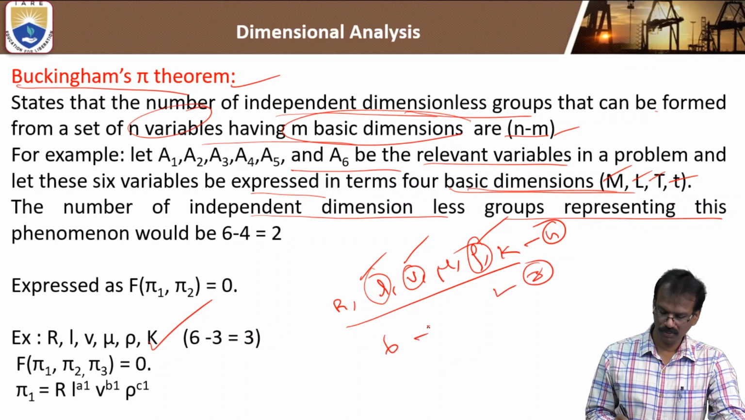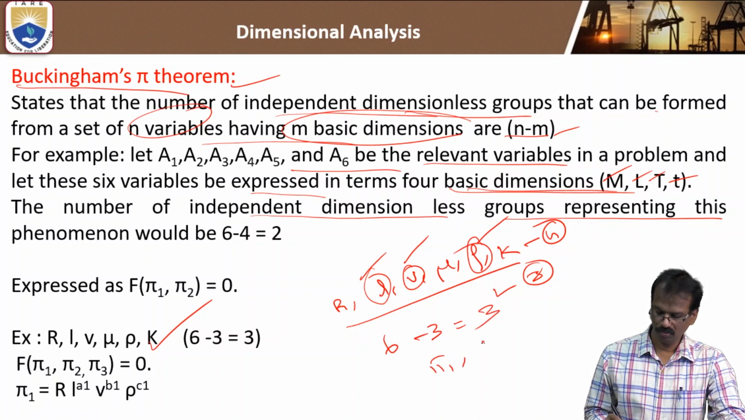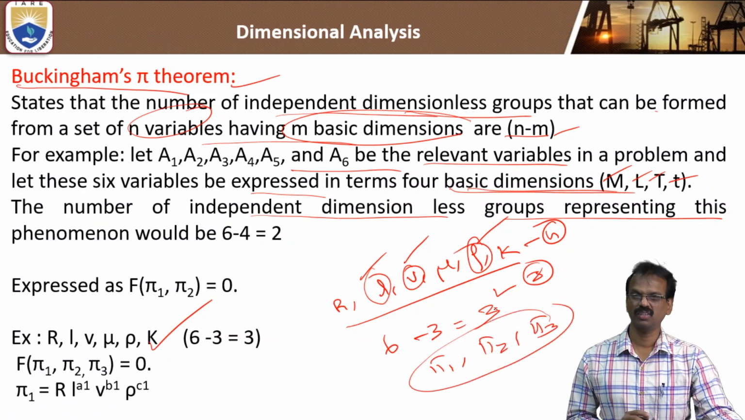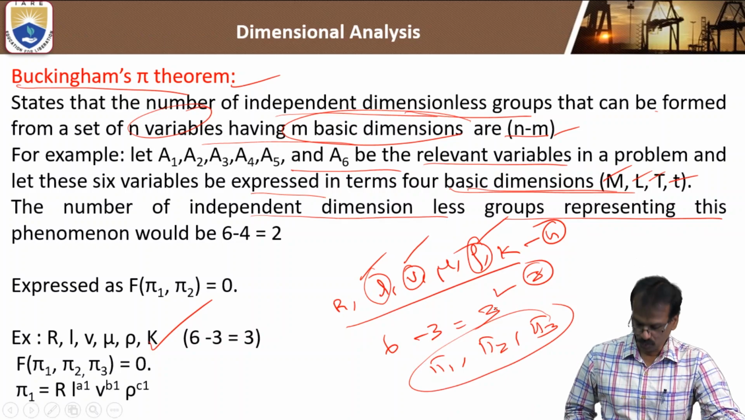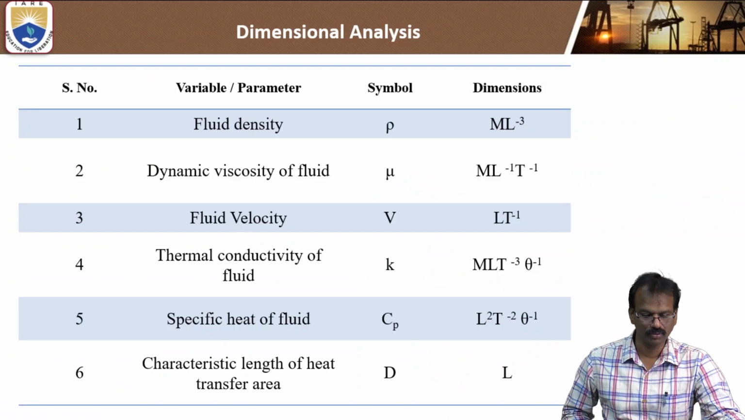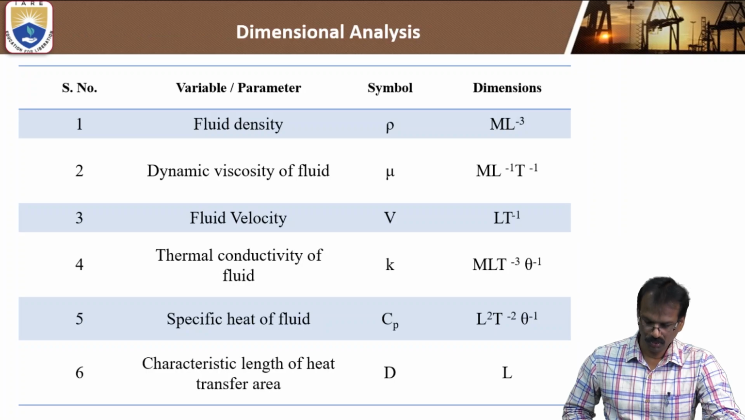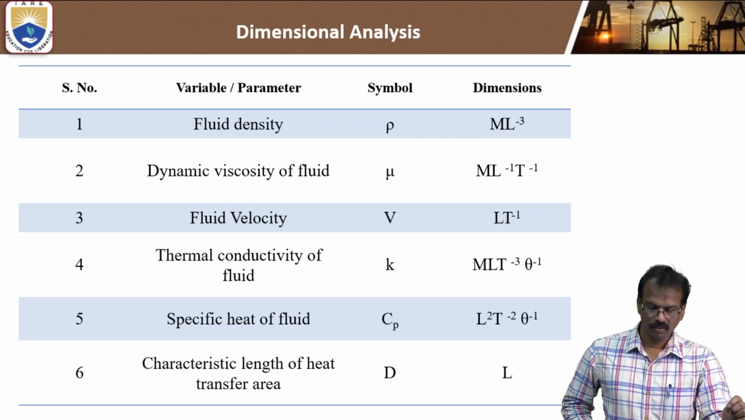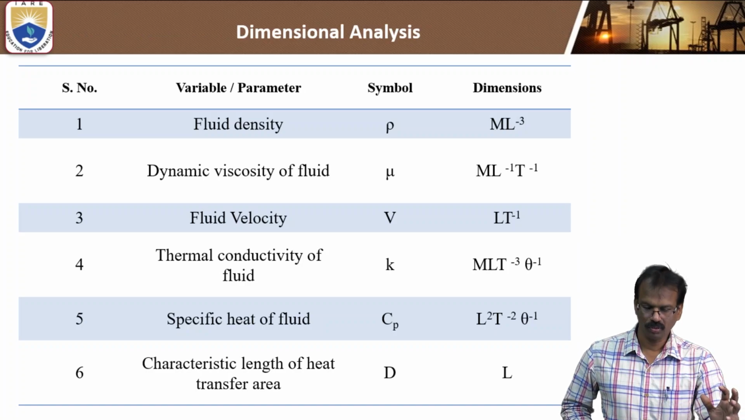Total is 6, 6 minus 3, so the number of pi terms is 3. You have to find pi 1, pi 2 and pi 3. So here we can find the 3 dimensionless groups or dimensionless numbers. We'll solve this according to the question bank.